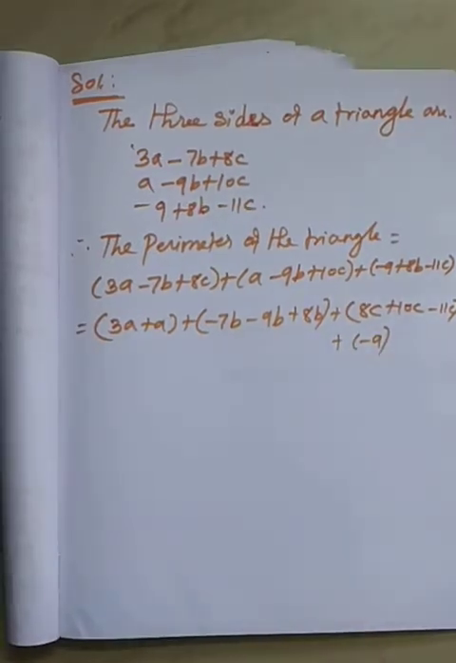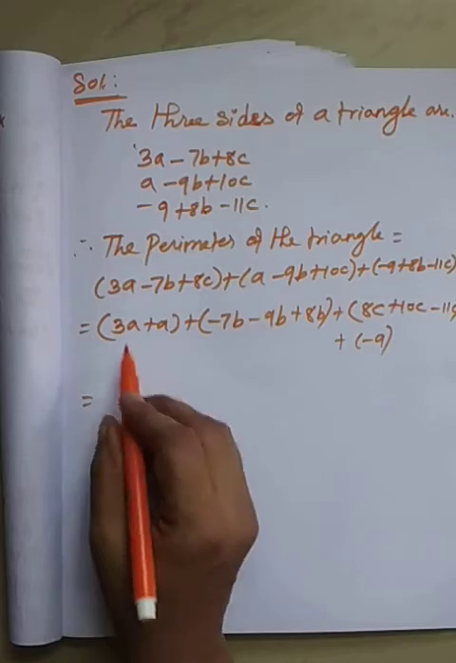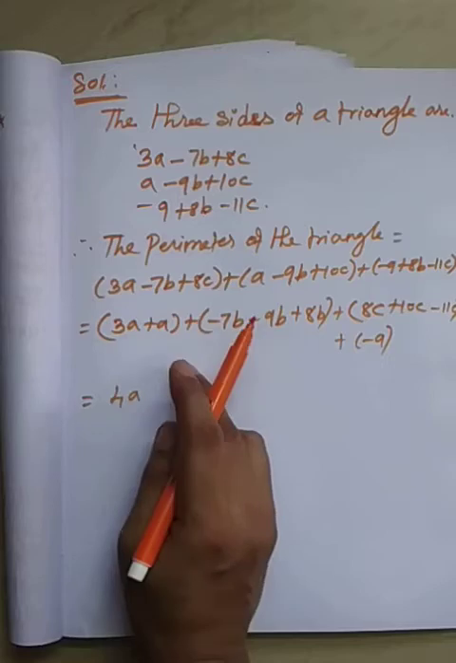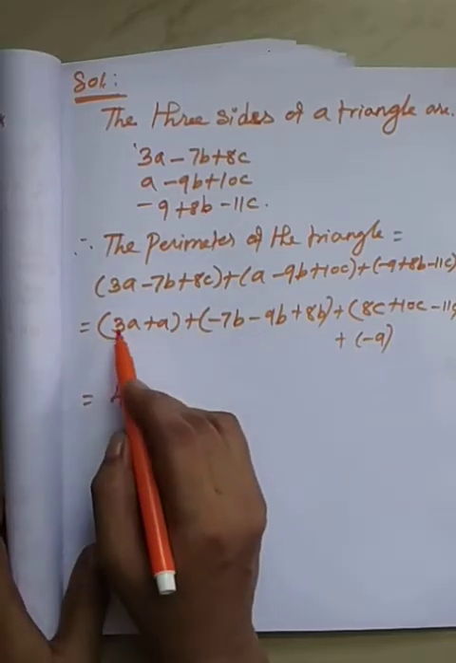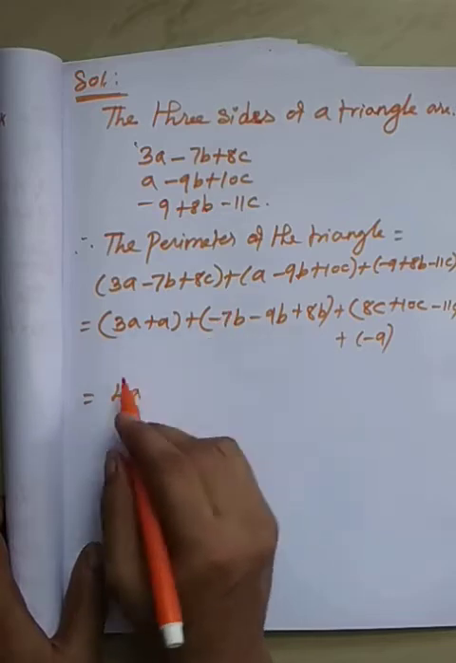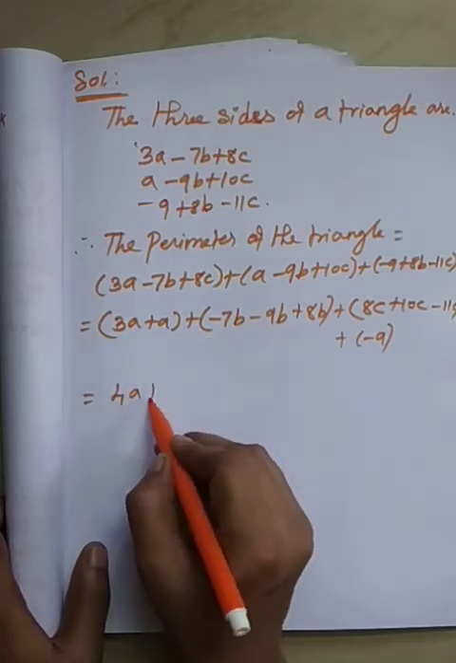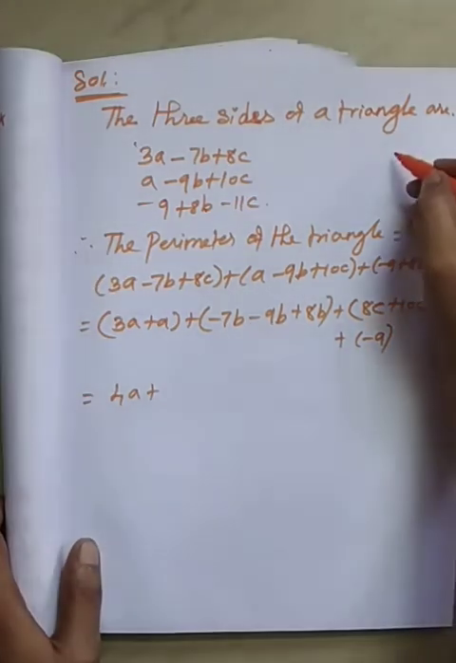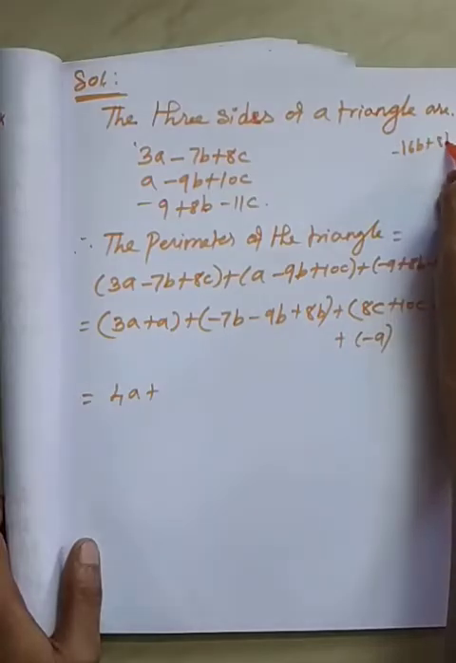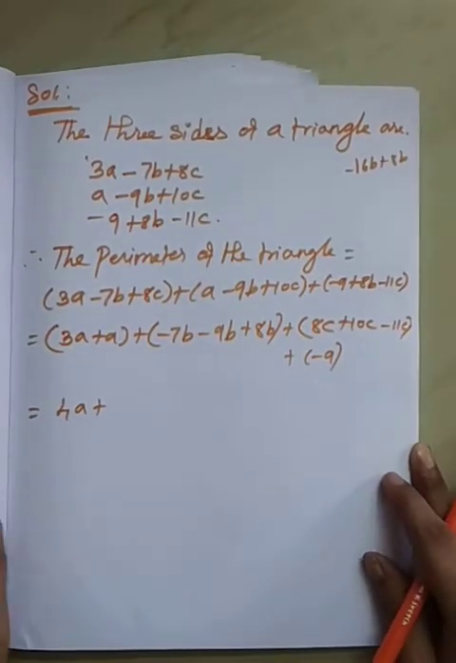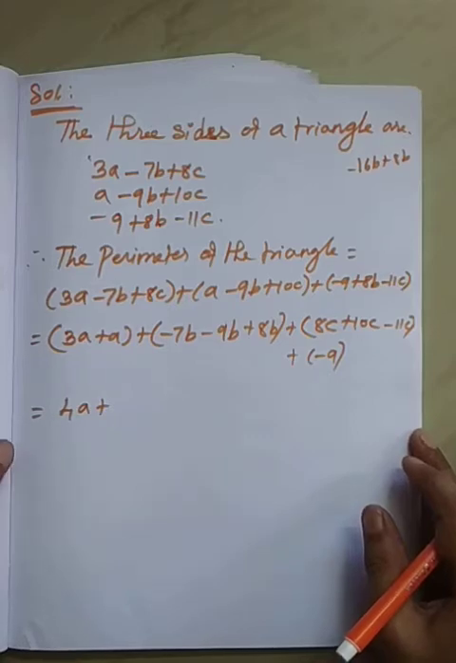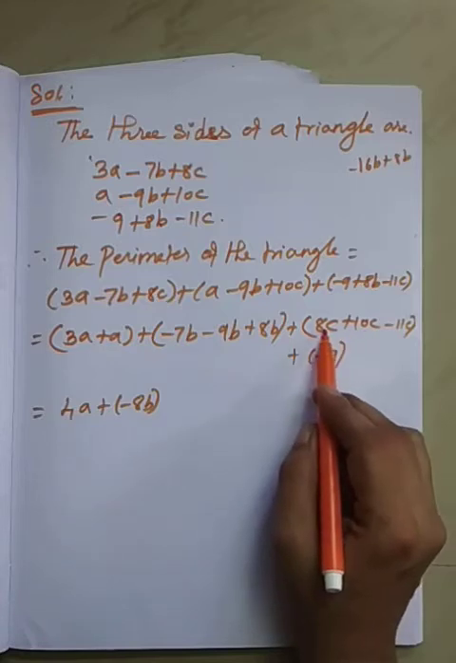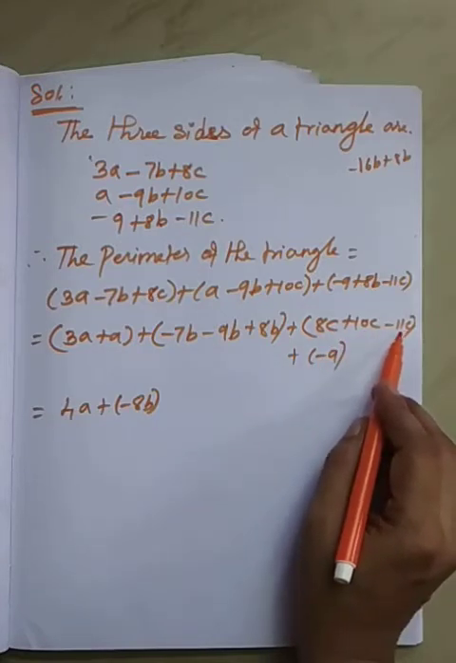So first of all you have to arrange the order. Next 3a plus a, 4a. Or otherwise a is common, you can take it. Next 3 plus 1, 4. Everybody knows this concept already. The next one, plus, see here, minus 7b minus 9b means minus 16b. Minus 16b plus 8b, what is that? Minus 8b. So you have to put minus 8b. Next 18c minus 11c means plus 7c.